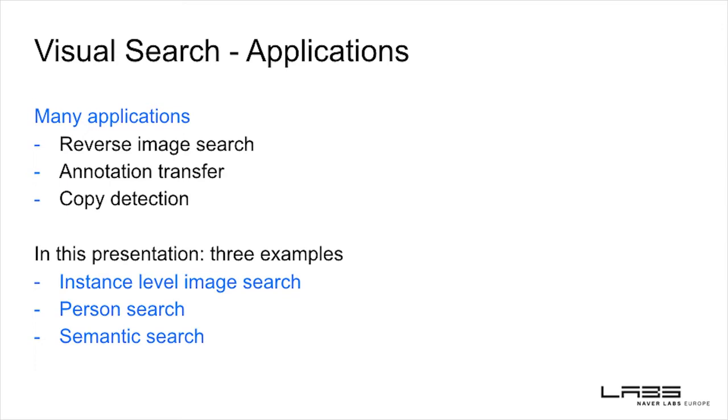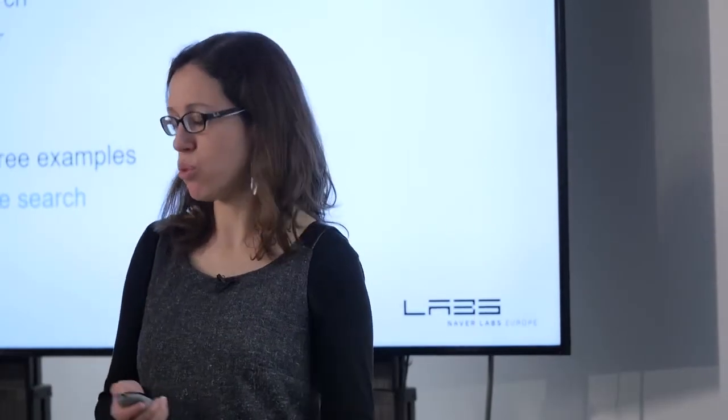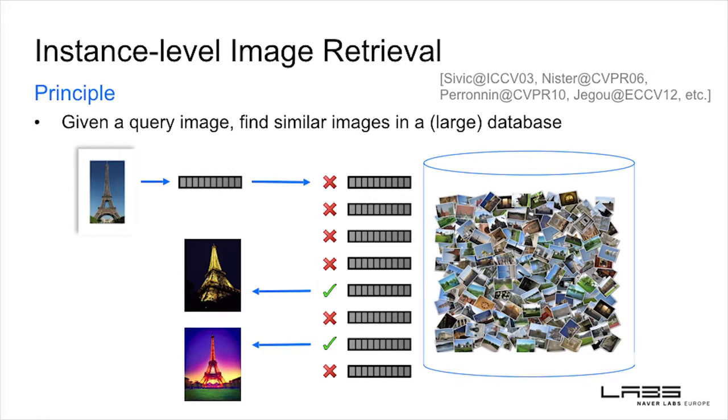And today, in this presentation, I will talk about visual search and go through 3 examples we've been working on in our group: instance-level image search, person search, and semantic search. So these are the 3 parts I'm going to talk about today. Let's start with instance-level image search. That's the example I gave you at the very beginning.